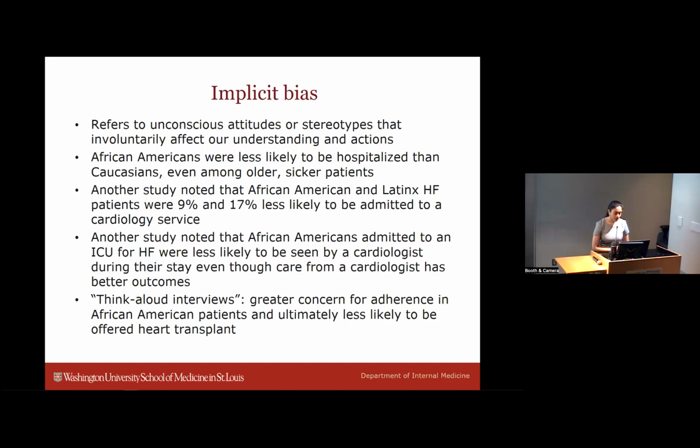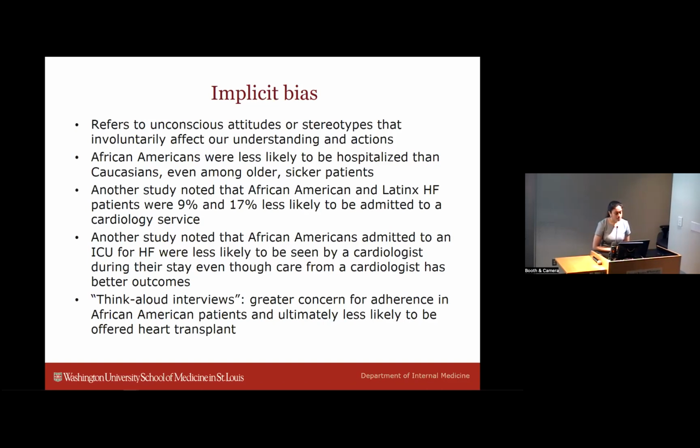In a notable study following over 12 million adult visits to US emergency departments with a chief complaint related to heart failure, African Americans were less likely to be hospitalized than Caucasians, even among older and sicker patients. Another study noted that African Americans and Latinx patients with heart failure were 9% and 17% less likely to be admitted to a cardiology service, despite care from a cardiologist having better outcomes. Similarly, another study with 100,000 patients noted that African Americans admitted to an ICU were less likely to be seen by a cardiologist during their stay.